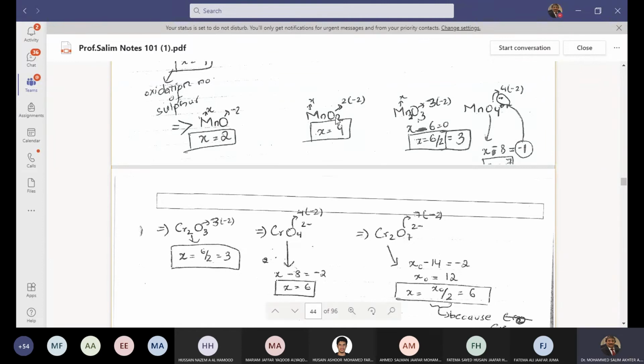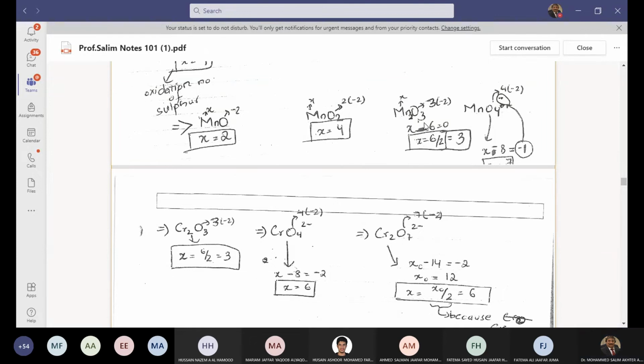How about MnO2? What is the charge on oxygen? -2. 2 times -2 is -4. What will be the value of X? Plus 4.